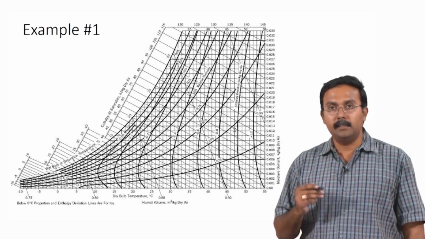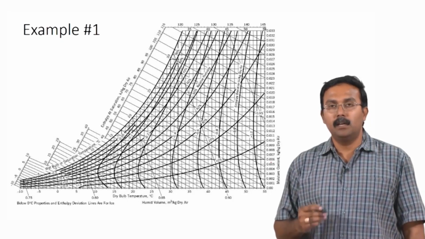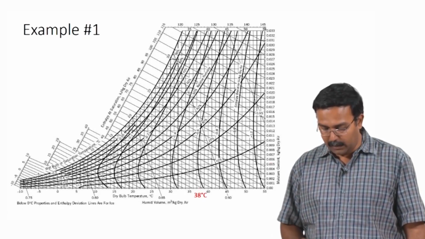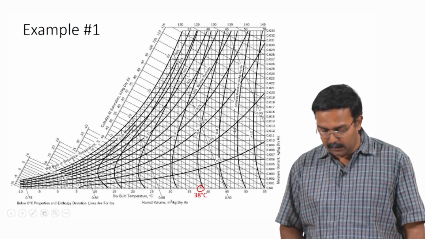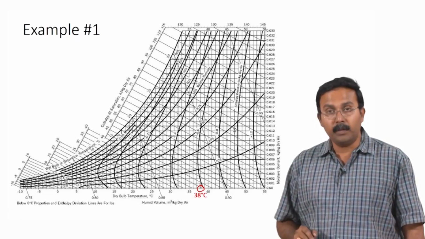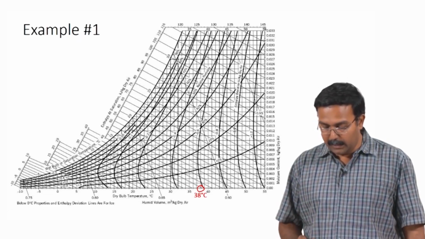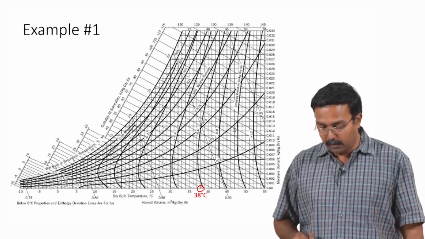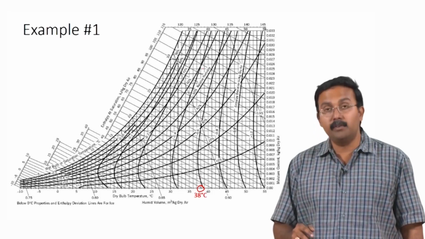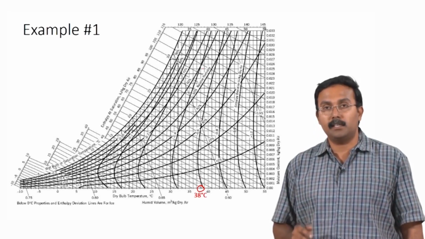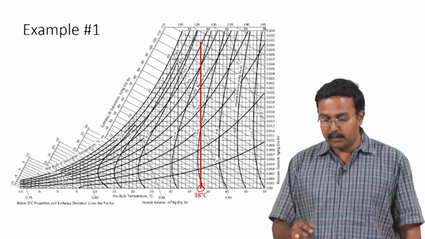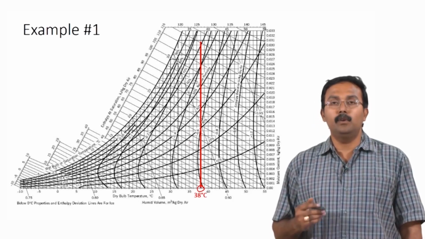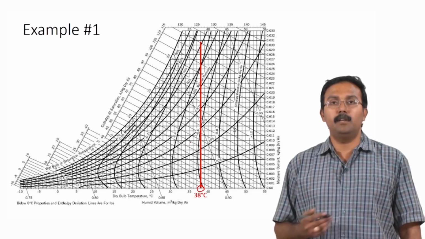We know that the dry bulb temperature is 38 degrees Celsius. So we will mark this on this chart, which is 38 degrees Celsius is here, and from this dry bulb temperature of 38 degrees Celsius we can draw a straight line, where depending on the relative humidity the point of interest has to be identified. So this is the line on which the point of interest would lie. However, we do not have the relative humidity given to us.